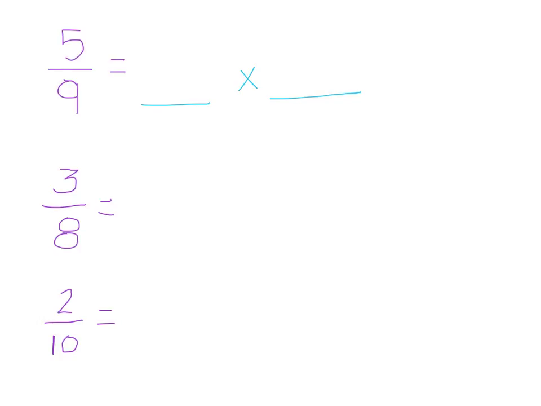Well, to do this, it's actually very easy. What I do is I take the numerator and that becomes the whole number that I'm multiplying. And then I take the denominator and I write it as a unit fraction. So 9 stays my denominator, and I put a 1 as my numerator so that it is a unit fraction. So 5/9 is the fifth multiple of the unit fraction 1/9, because 5 times 1/9 is equal to 5/9.